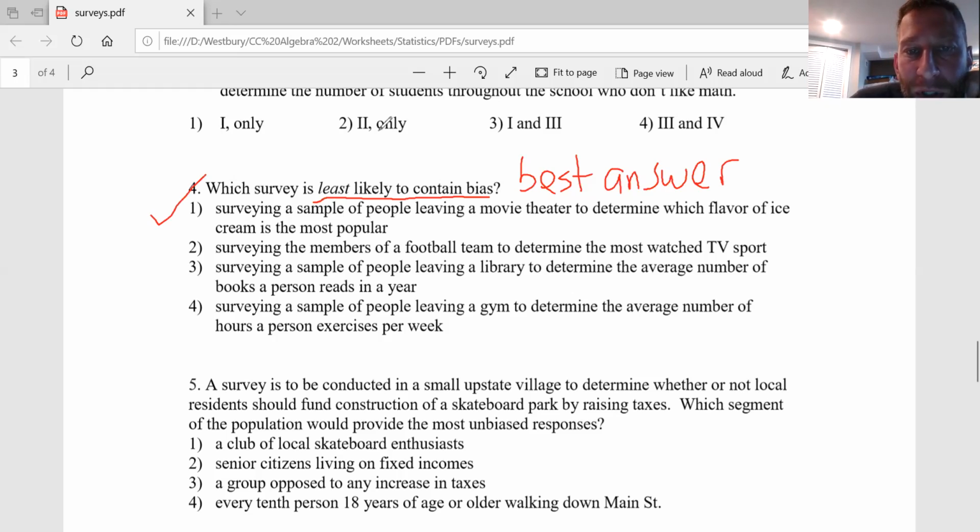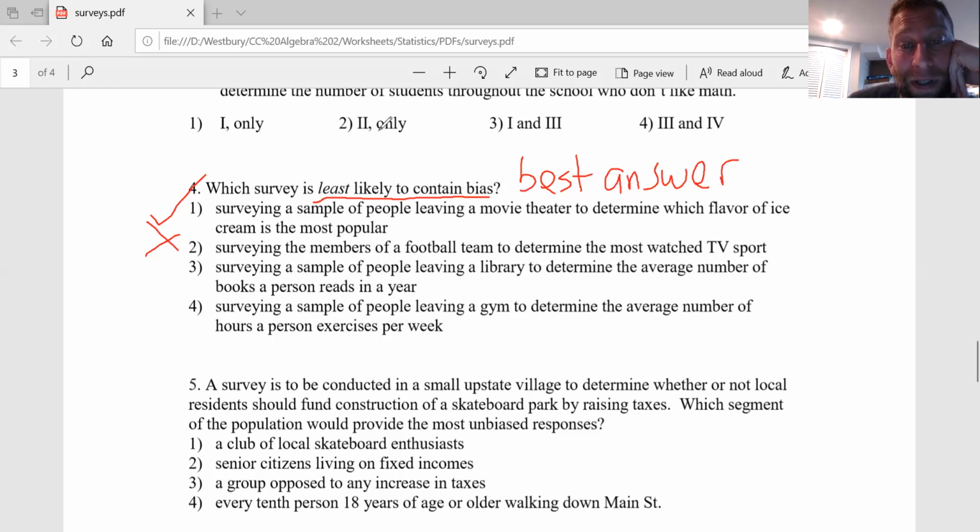Surveying the members of a football team to determine the most watched TV sport. Well, if you're surveying members of a football team, they're all going to say they like football. That's bias. It's not random. If I'm asking people who play football what sport they like to watch, they're probably going to say football.